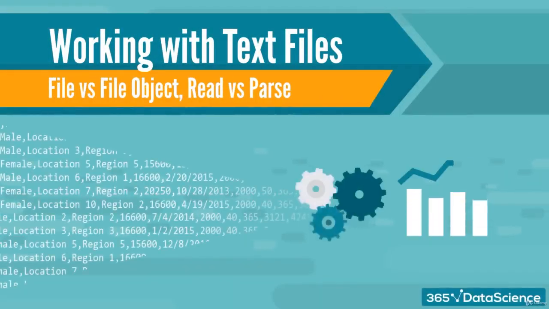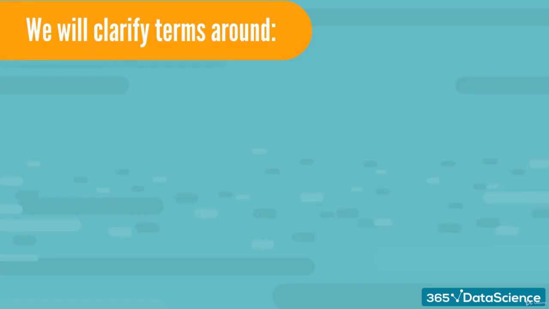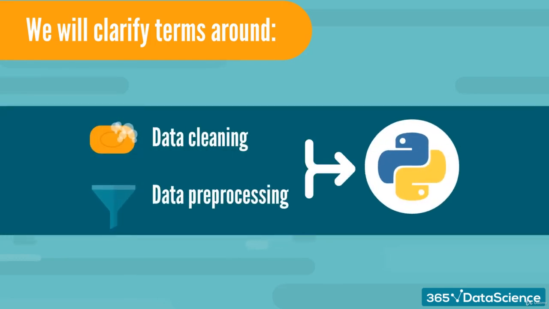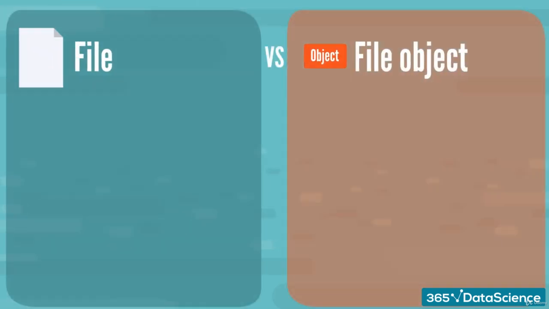This lecture aims at clarifying the meaning of a few related yet different terms you will surely encounter while reading about data cleaning and pre-processing in Python. To begin with, you must be able to differentiate between a file and a file object.